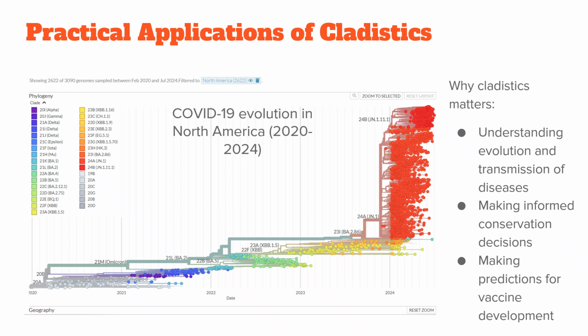Cladistics isn't just academic. It has real-world applications. Tracking COVID-19 evolution in North America between the years 2020 and 2024 used cladistic methods to map viral lineages and predict changes. Cladistics informs vaccine development, guides conservation decisions by identifying distinct evolutionary lineages, and even helps trace disease origins to control outbreaks.